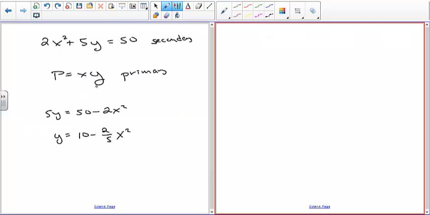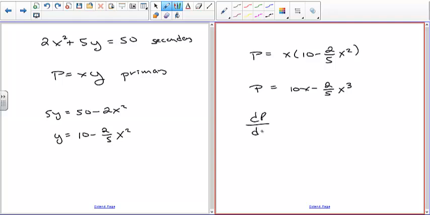So then we substitute the secondary equation into the primary equation. So you'll get x times 10 minus 2/5 x squared, which is 10x minus 2/5 x cubed. So that's the product in terms of one variable. Then to find the location of the maximum or minimum, you take the derivative of this primary variable with respect to the variable, and you get 10 minus 6/5 x squared.